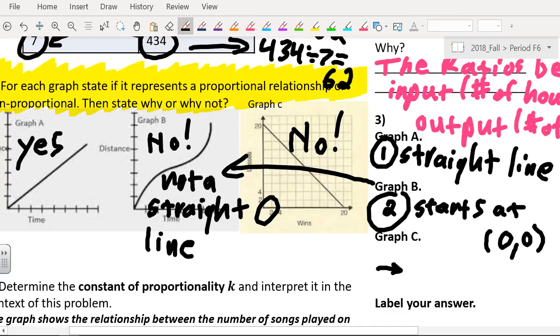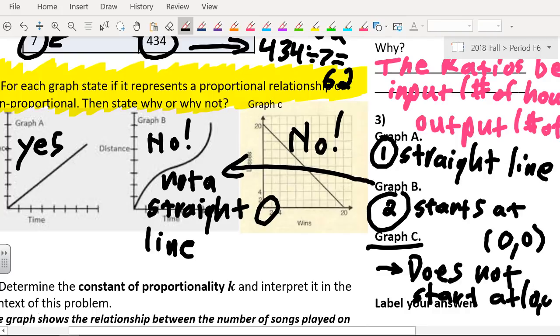So the reason why graph C is not is because it does not include or start at 0, 0.